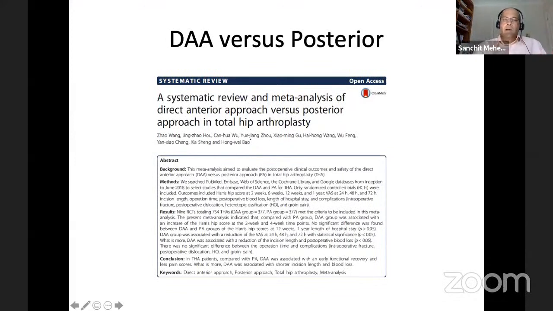As I said, the traditional battle was between the direct lateral approach and the posterior approach. And then there is the new kid on the block, the direct anterior approach. And everybody, again, more across the Atlantic, and this is more an American thing, not so much in vogue in the UK, talks about the direct anterior approach and early functional recovery, less pain scores, all benefits that you would want to get the patients out of hospital as quick as possible.